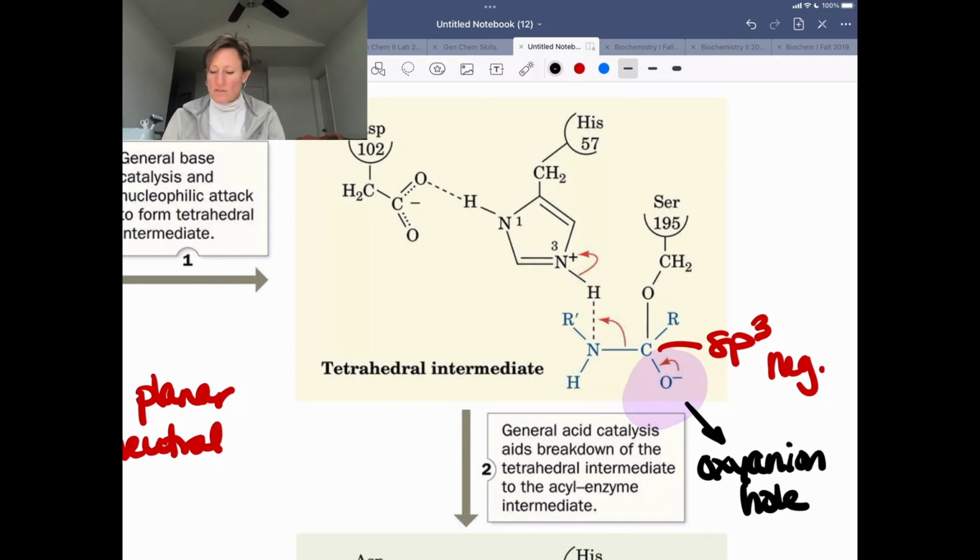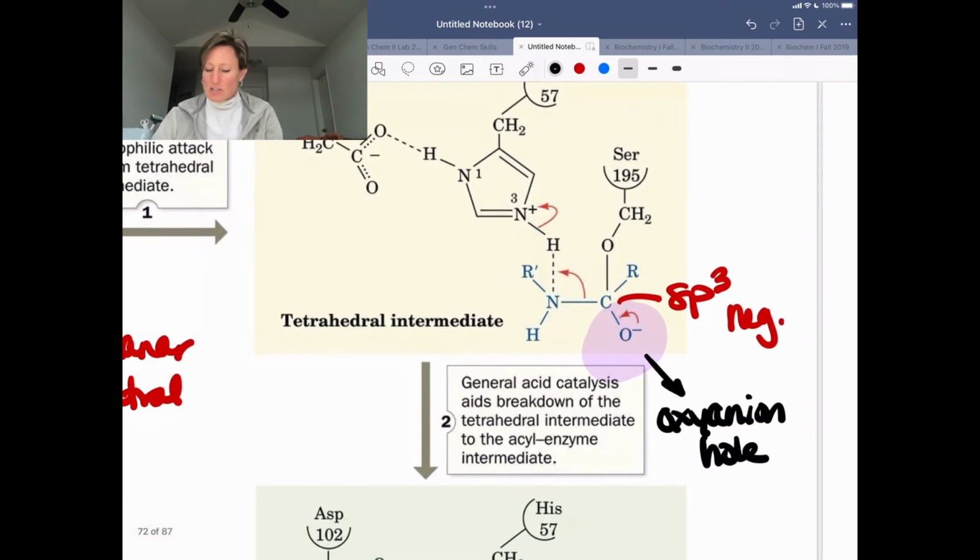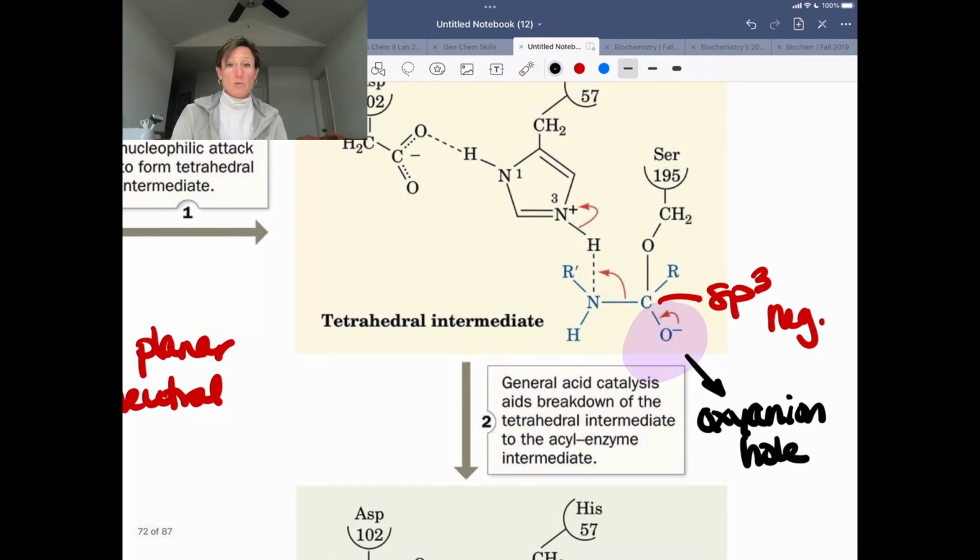Okay, so we formed a tetrahedral intermediate. And we talked about what happens with tetrahedral intermediates. It has to do with one of two things, and it depends on what it's connected to. We can either protonate that tetrahedral intermediate if we have something that doesn't have a good leaving group. But in this case, we do have something that could be a good leaving group here, especially if protonated. And so we are going to decompose this tetrahedral intermediate.